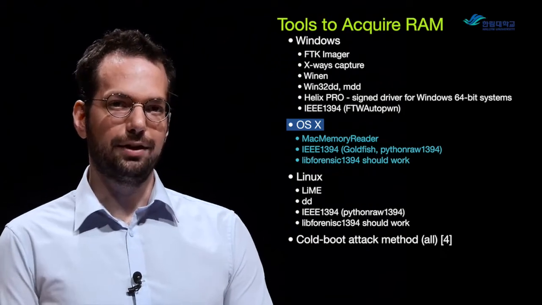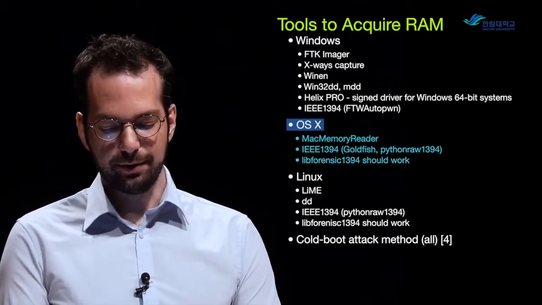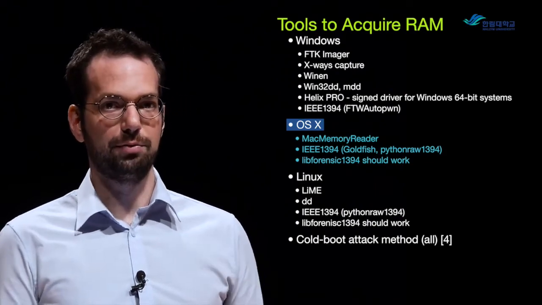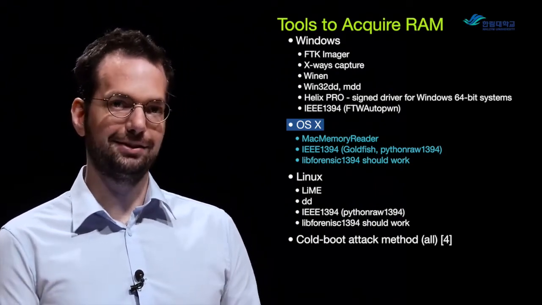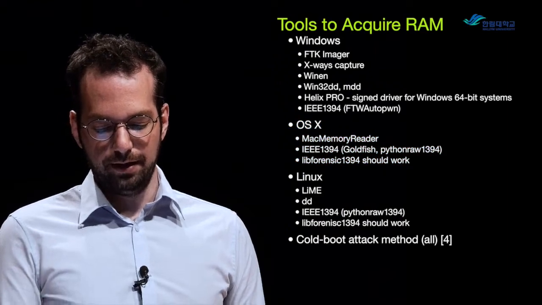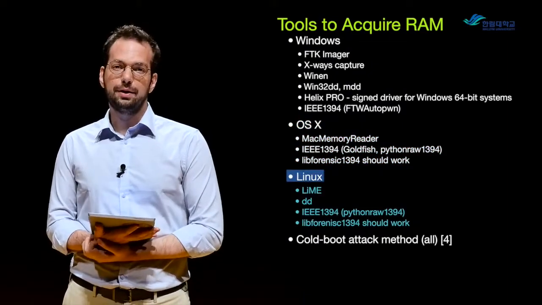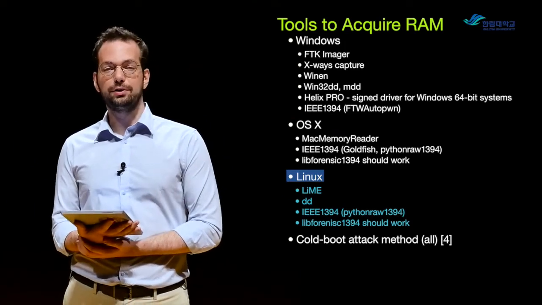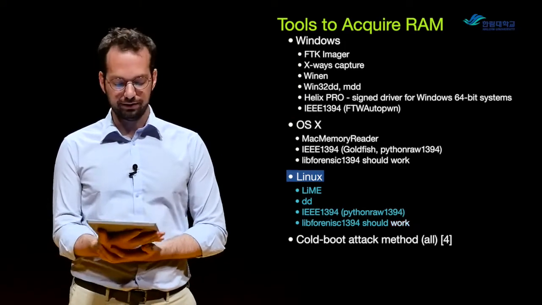The best program that I've found so far for OS X is Mac Memory Reader. The IEEE interface works pretty well with Mac, but now most Mac systems have more than 4 gig of RAM. For Linux, we'll use Lime. Right now, that's probably the most reliable way to collect memory from Linux and Android devices.